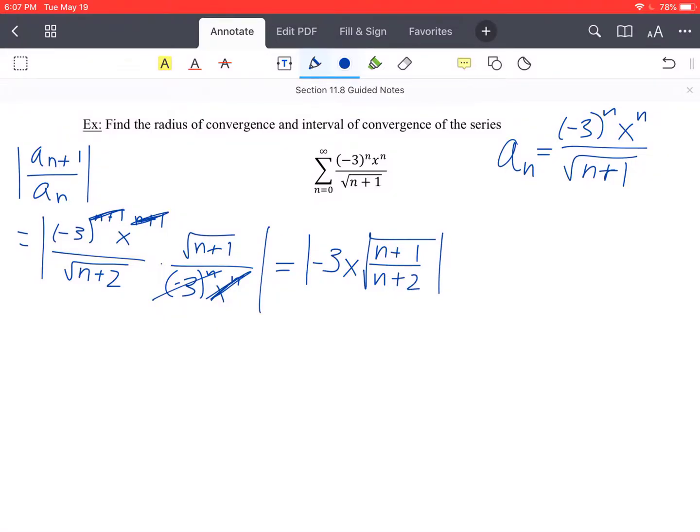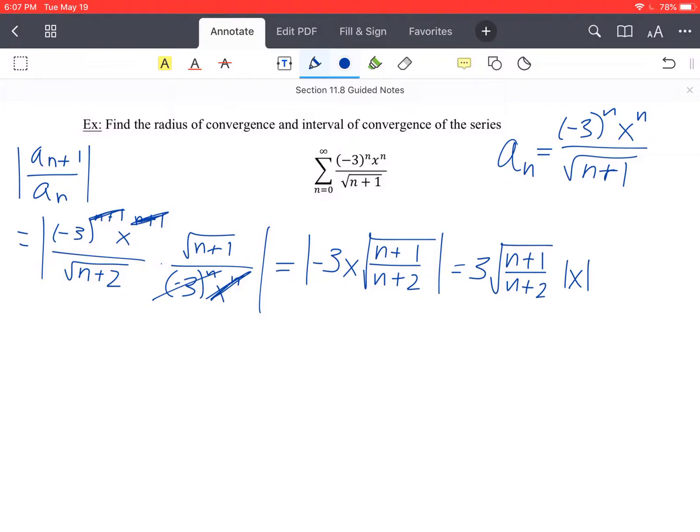I went ahead and just combined that square root with that one because they're in a quotient, so we can do that. So this gives us absolute value of negative 3 is 3. Absolute values are always positive, so that gives us that, times absolute value of x, because x is a variable.